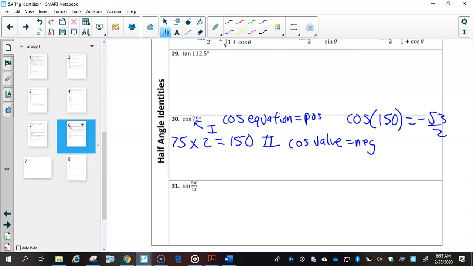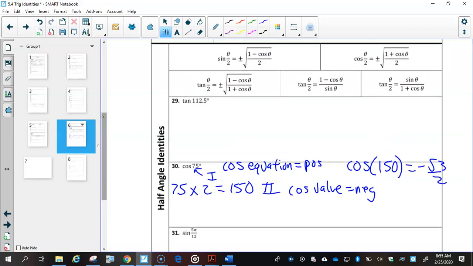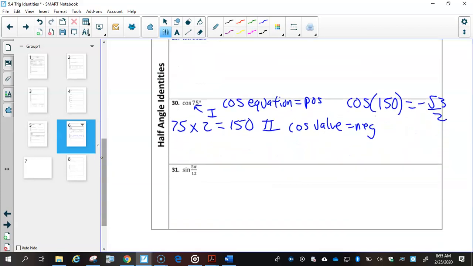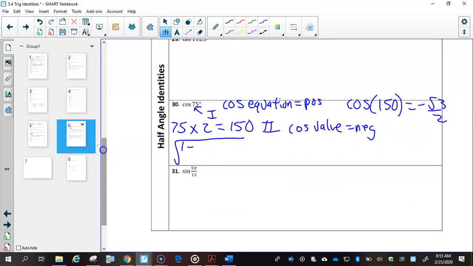And now we use that in our cosine half angle formula. That's on your paper, so I'm not going to rewrite it. I am going to point to it though. So we know our equation is positive, so the plus or minus on the outside, we know it's positive. We don't really need to write plus all the way through. And that equation is 1 plus cosine's value all over 2.